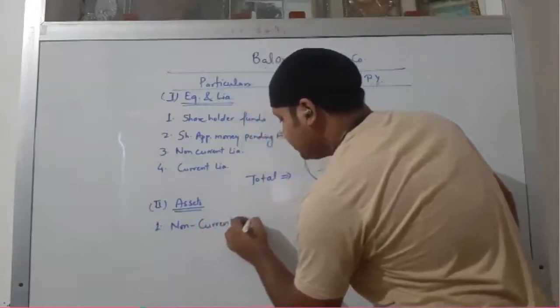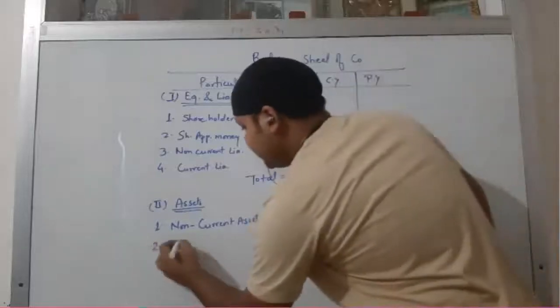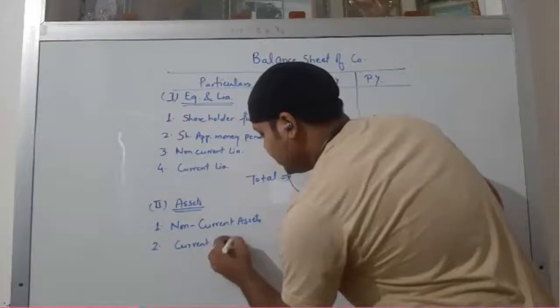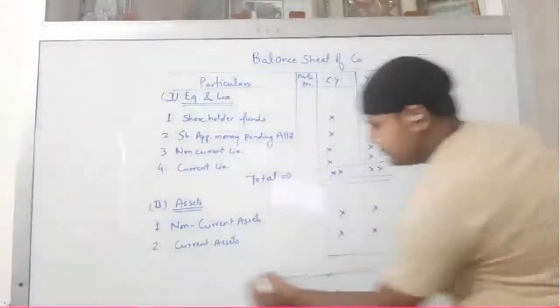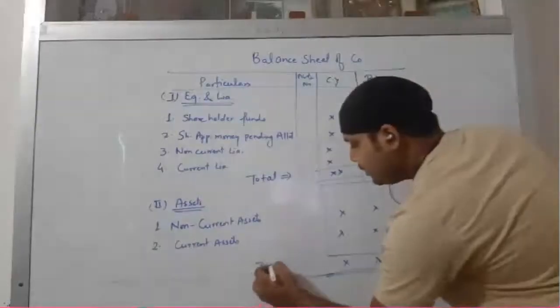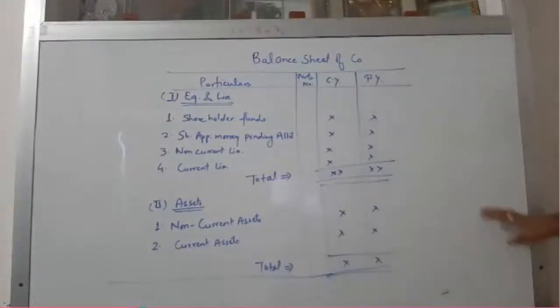Non-current assets. Number second will be current assets. So this is a full format of the company's balance sheet in a short format. This is the short format.